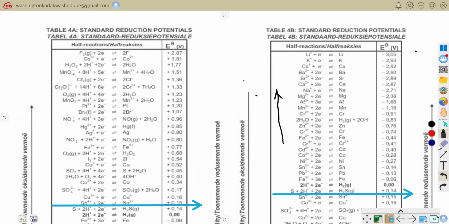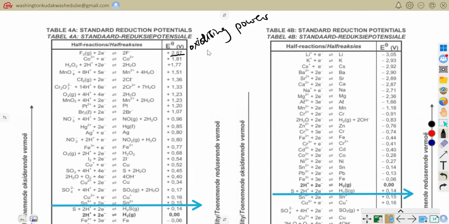That is what it simply means there. So other schools use 4A, others use 4B, but it depends on which one you are more familiar with. They simply mean the same thing. So we are saying that the higher the positive, the more oxidizing power it has.